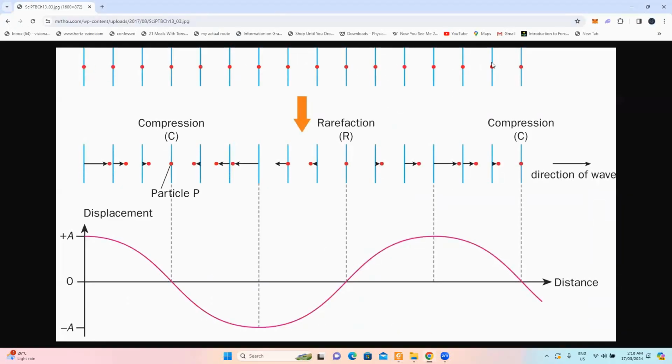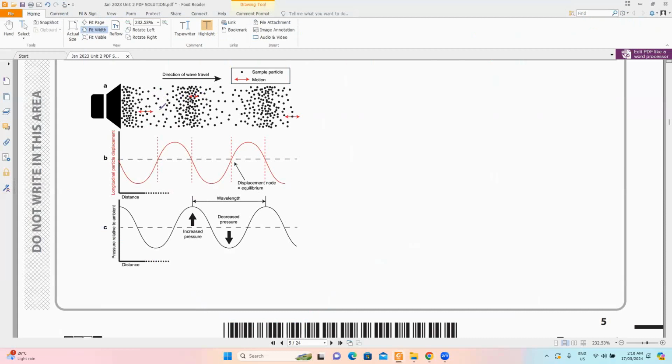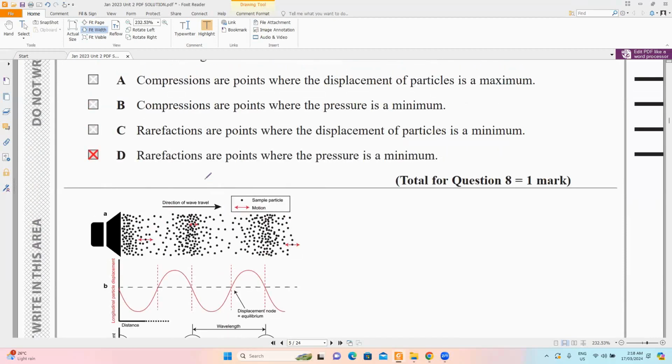So here the particles are undisplaced, and when a longitudinal wave passes, you'll see all the particles around the compression move towards the compression, and all the particles around the rarefaction move away from the rarefaction. But at the compression and at the rarefaction, the displacement is 0. Displacement is always 0 at both compression and rarefaction. But at the compression, the particles are bunched up, so the pressure increases. And at the rarefaction, particles are spread out, so the pressure decreases. So that makes the answer D.